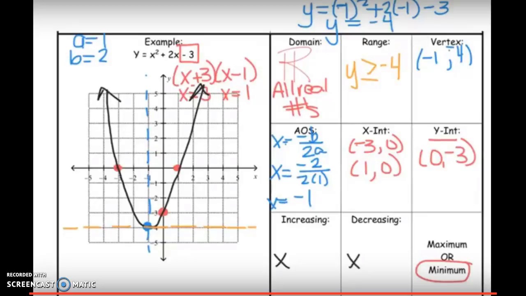So my decreasing interval is every number that is less than -1 on the x-axis, and we're not going to include -1 because that's the turning point. And then that turning point brings us to the increasing part of the interval, and that is everything that is greater than -1. So x is greater than -1 is my increasing interval.